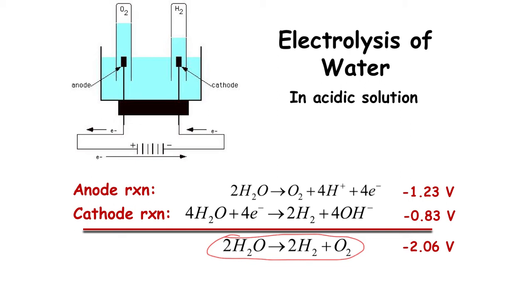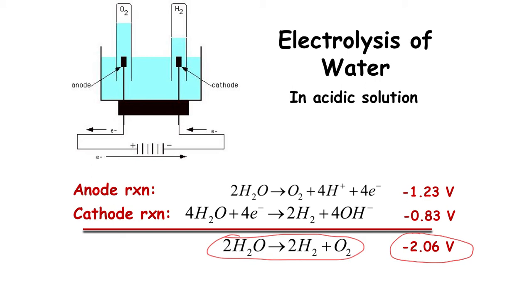If we look at the two half reactions that would occur, and then if we find those two half reactions off of the standard reduction potential table, we would get a cell voltage of negative 2.06 volts. So we would need to provide at least 2.06 volts of energy in order to force the reaction to occur.